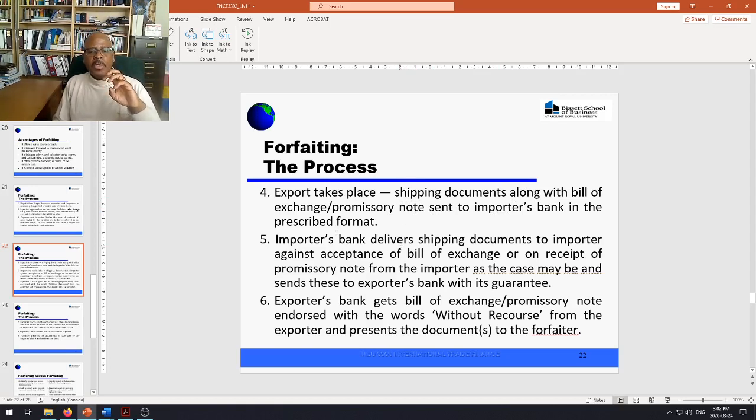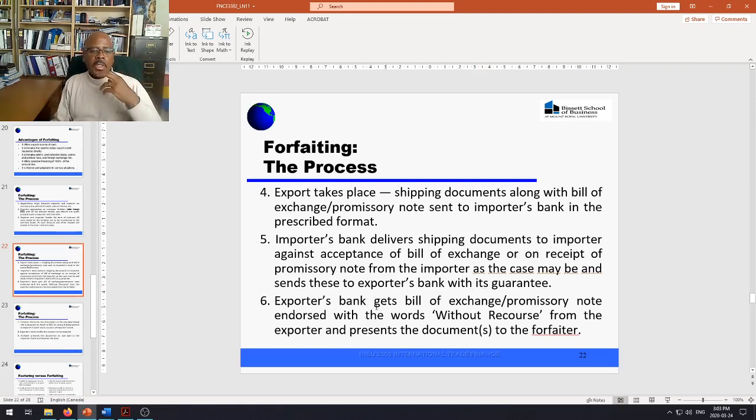And then the importer's bank gives those shipping documents, the bill of exchange, the bill of lading, and so on, to the importer in exchange for a promissory note. A promissory note is simply an IOU that the importer will sign, essentially saying that I will make this payment of 2 million or 3 million, and so on, in the next 18 months, next 2 years, and so on. And the importer's bank may actually provide an additional guarantee on this.